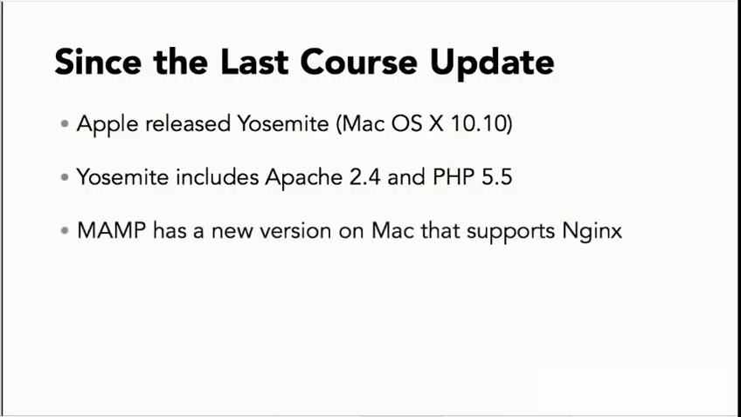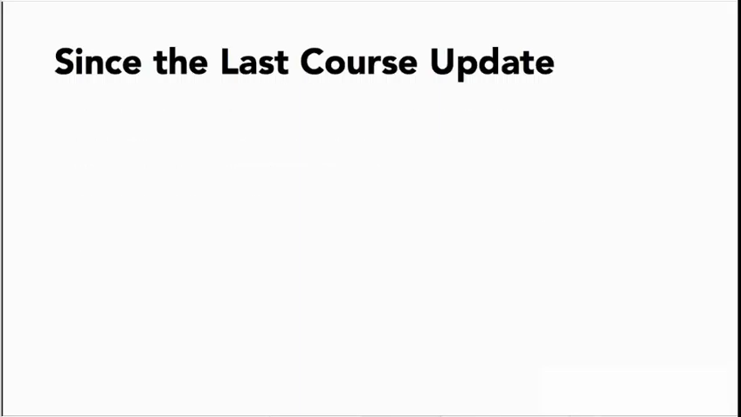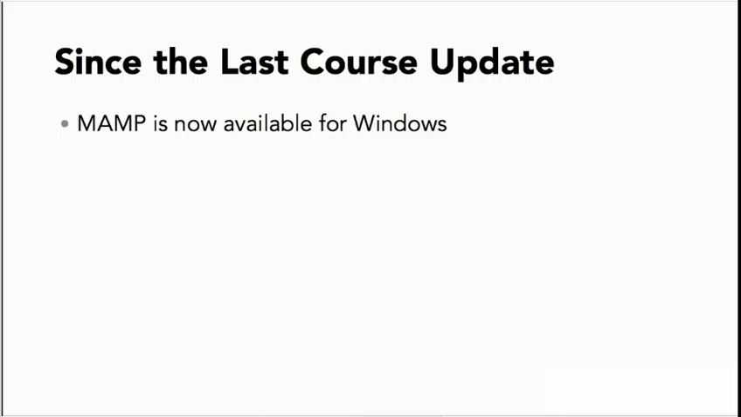Here are some changes that have happened in some of the popular bundles. MAMP has a new version on Mac that now supports Nginx. Nginx is an HTTP server that you can use instead of Apache. In these videos, I'll still focus on Apache, but I'll point out some issues that the inclusion of Nginx can cause you. And surprisingly, MAMP now has a distribution available for Microsoft Windows.